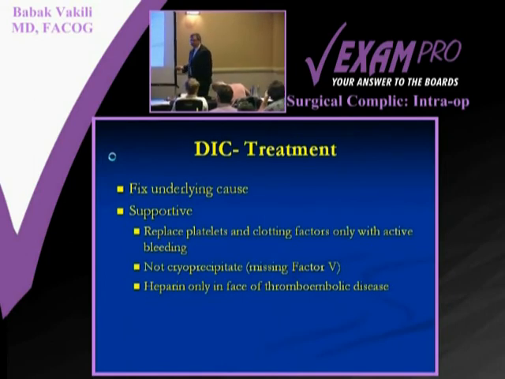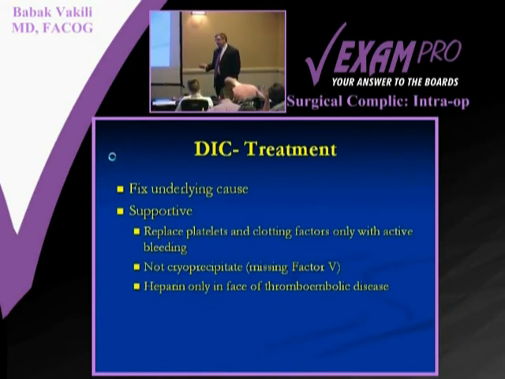The way you treat DIC, you've got to fix the underlying cause. If that underlying cause is still prevalent, it's going to keep happening until you fix it. At the same time, you support them as much as you can. You replace platelets and clotting factors only if the patient is having active bleeding that you can't stop. They're going to keep chewing up the platelets and clotting factors you give them. So if you don't need to give it to them, don't treat a number, treat the patient.